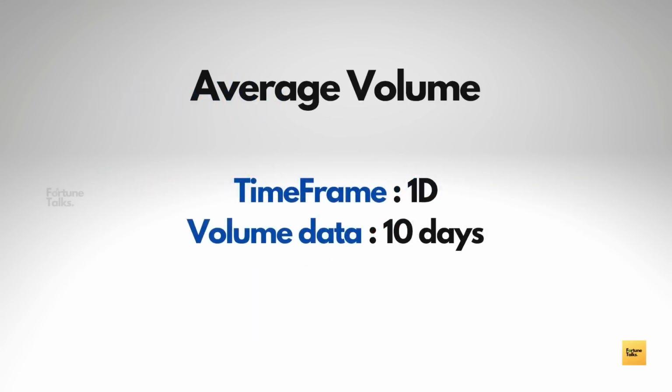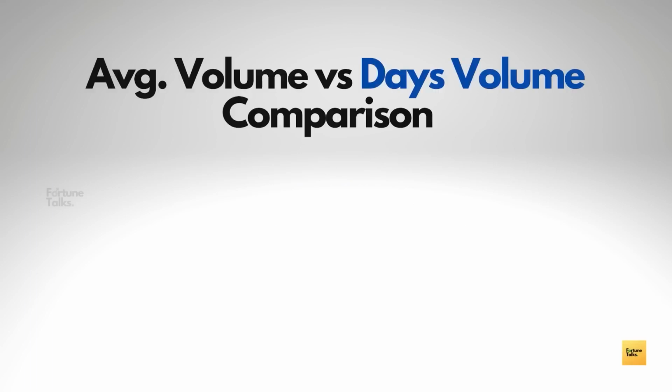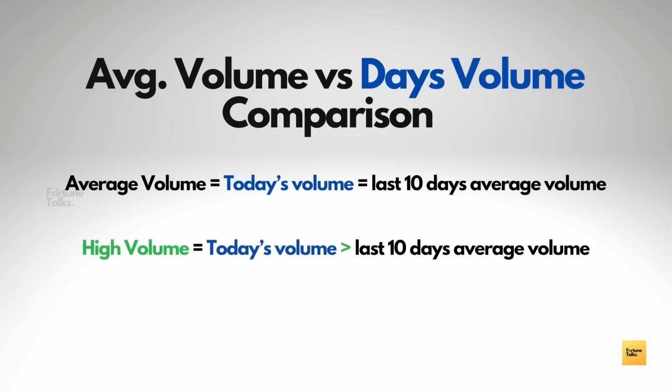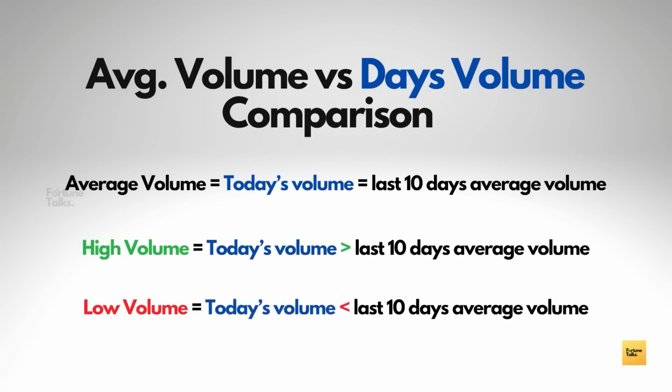For the sake of this video, let me consider the volumes from a swing trader's perspective. That is a 1-day time frame and 10 days of volume data for the average volume measurement. After the average volume measurement is done, we can use it for the comparison of today's volume. Now, today's volume is said to be the average volume if it is equal to the last 10 days average volume. If today's volume is said to be higher volume or an increasing volume, then it is greater than the last 10 days average volume. And finally, if today's volume is said to be a low volume or a decreasing volume, then it is less than the last 10 days average volume.